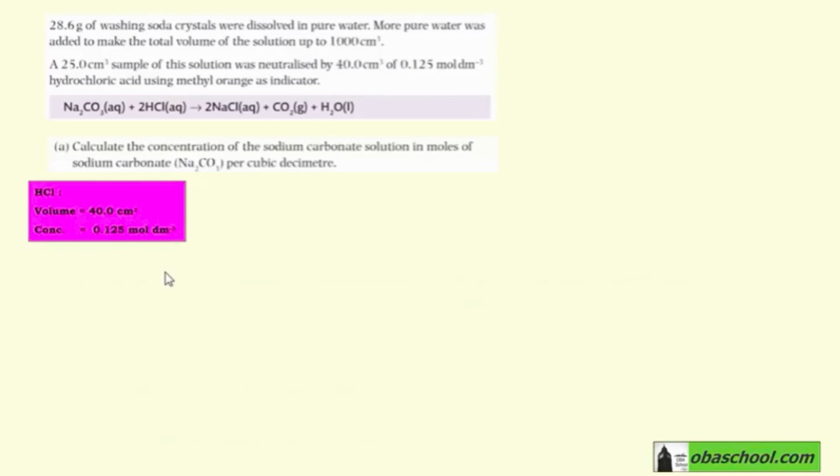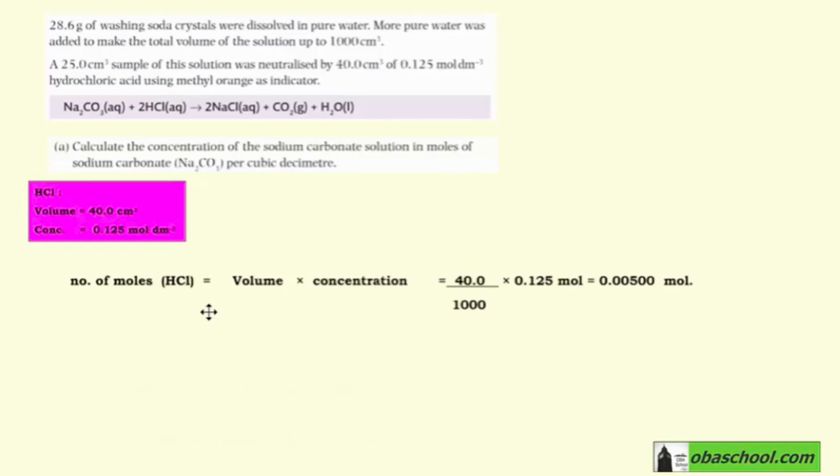From the given, we have to calculate the number of moles of hydrochloric acid, which is volume times concentration. The volume, as you can see, is in centimeter cubed. However, the concentration is in decimeter cubed. So I will convert the volume from centimeter cubed to decimeter cubed by dividing by 1,000. So the number of moles will be 0.00500 moles. This is the number of moles of hydrochloric acid. So I'm done with the first step.